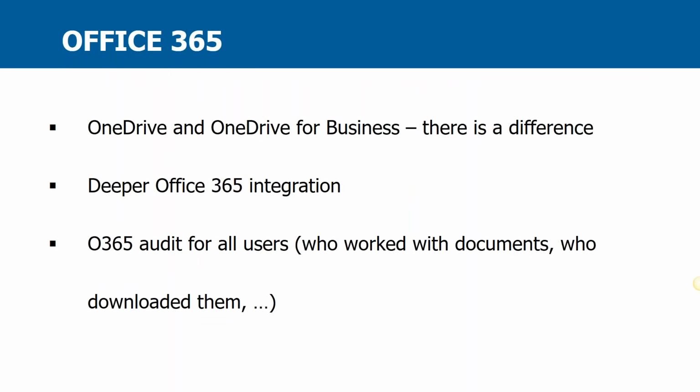Another key feature we are bringing in our new version, as I mentioned at the beginning, is full support for Office 365 features. The first thing we are able to do is to distinguish whether it is Office 365 OneDrive for personal usage or it's OneDrive for business. There is a difference in our product, so we are able to distinguish whether the user is being productive using the business version or not, using his personal drive.